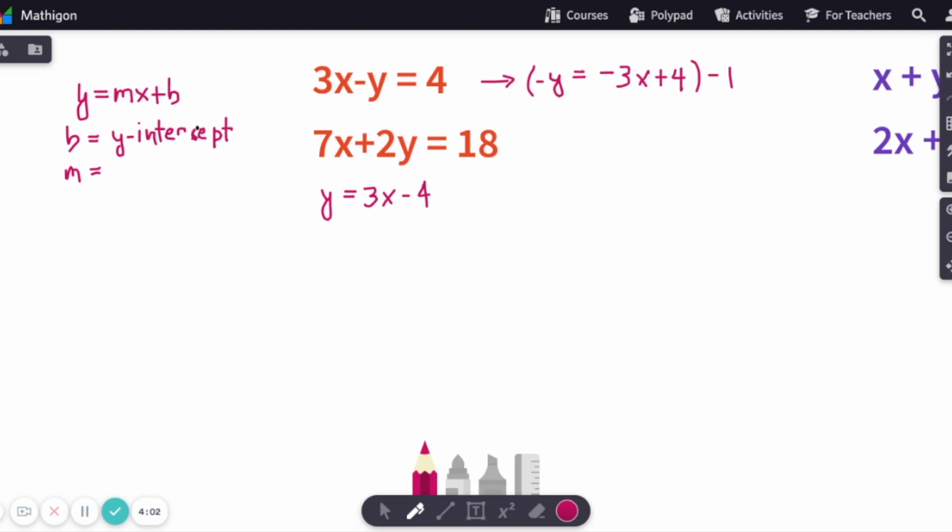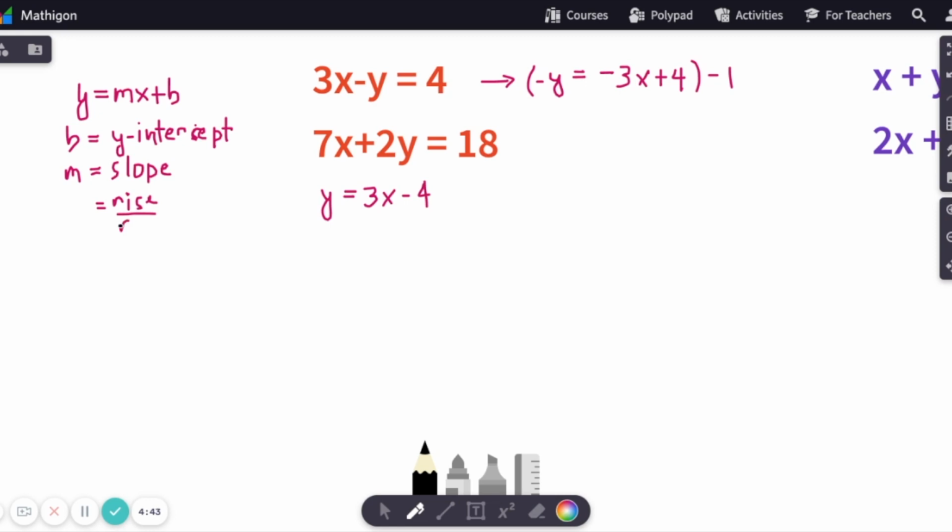Okay? So, y-intercept. So, how about yung m po natin? Yung m po natin is your slope. So, ano po yung slope? Yan po yung rise and run. It can be positive or negative. Okay, so yan po yung rise over run.